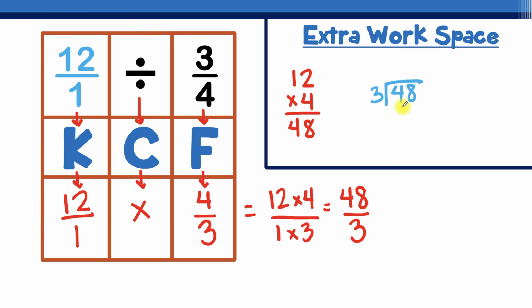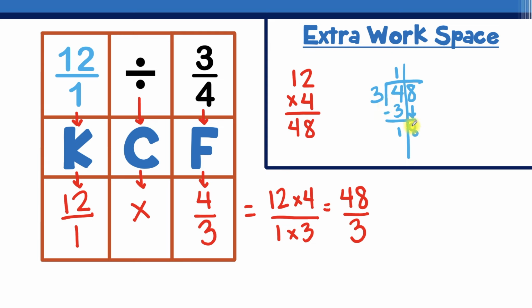And what I like to do, I like to draw a line between each of my digits so I know how many times I'm going to have to try to divide. Since this number has 2 digits, I'm going to have to try to divide 2 times. How many times can 3 go into 4? Well, that's 1, because 1 times 3 is 3. When I subtract that, I get 1. And then I'll bring down the 8.